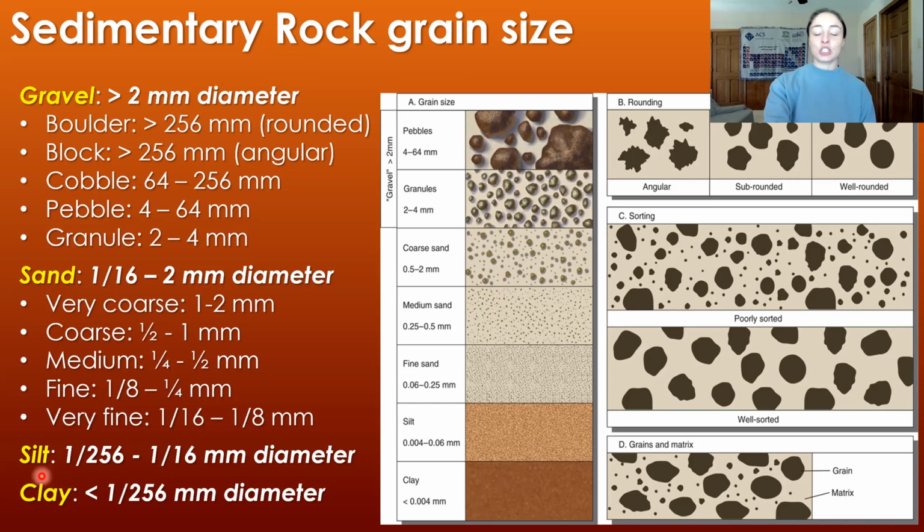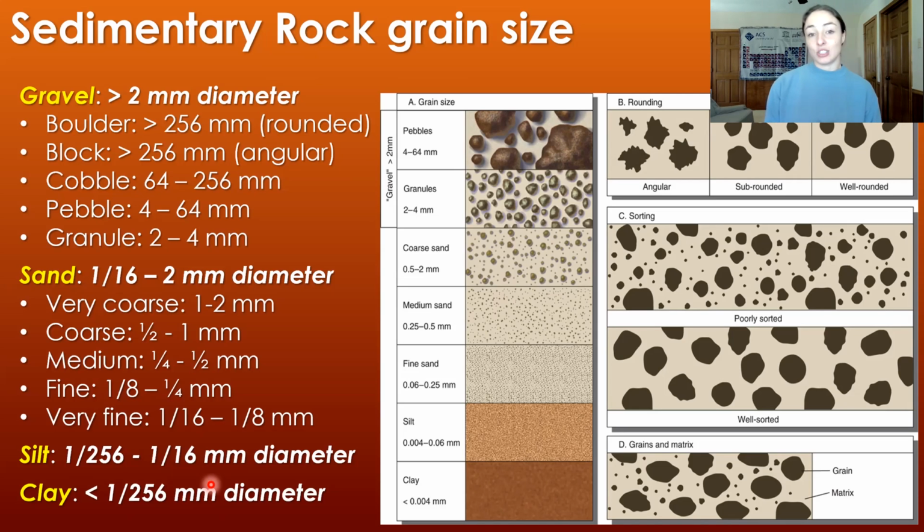Lastly, we have clay, and do not even try looking for this with your naked eye because you will not see clay or silt. Honestly, very fine sand and down is very hard to determine without at least a hand lens, which is basically like a magnifying glass for those unsure. I have the hand lens I use linked in my description if you're curious. And typically even a hand lens isn't enough to identify clay. Clay grain sizes are less than 1/256th millimeter in diameter, and this is just very tiny.